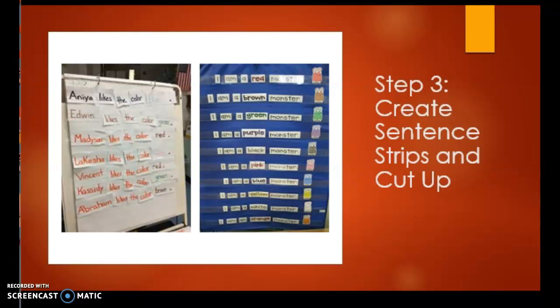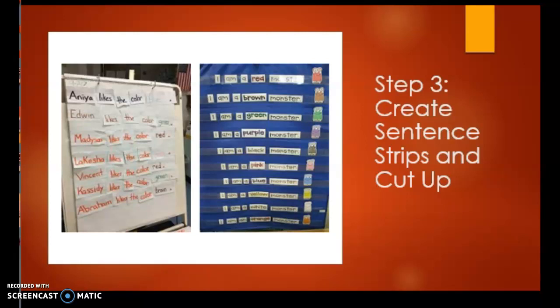So not only are they working on writing skills, but they're also working on word identification skills. That includes word spacing. So that's what we do with the cutting up of the sentences: when we have the students cut in between the spaces of each word, they're identifying where that space is, where one word ends and another word begins.